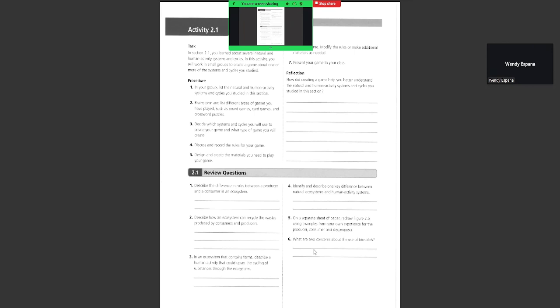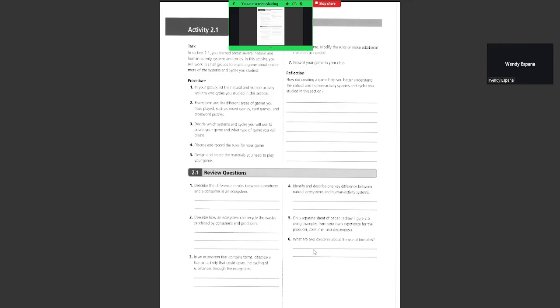And don't forget the substances we're talking about. It could be the nitrogen cycle could get disrupted. It could be water cycle could get disrupted. So there's lots of, it could be the water cycle. We've talked about all those cycles. So describe a human activity and explain how it's upsetting the cycling of substances through the ecosystem.